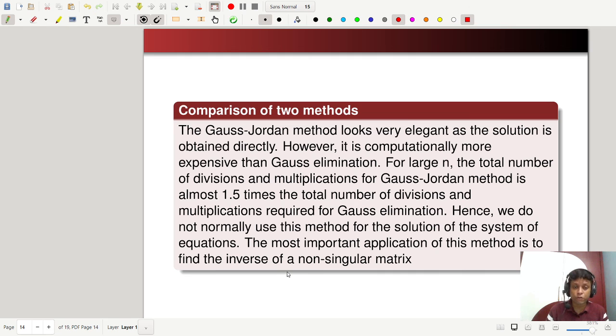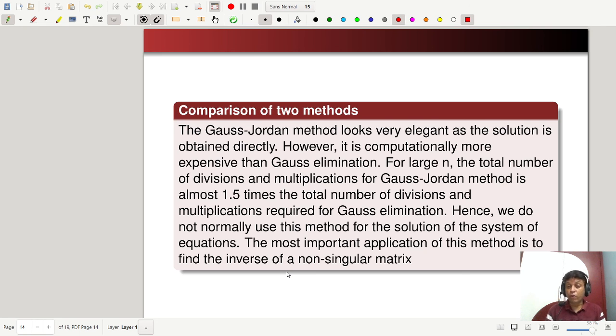That is huge, because for large n, the total number of divisions and multiplications of the Gauss-Jordan method is almost 1.5 times that of Gauss elimination. Hence, we do not normally use this method for the solution of a system of equations. The most important application of this method is to find the inverse of a non-singular matrix.